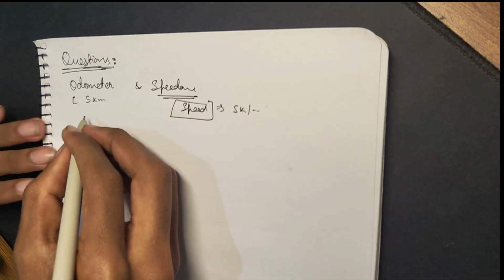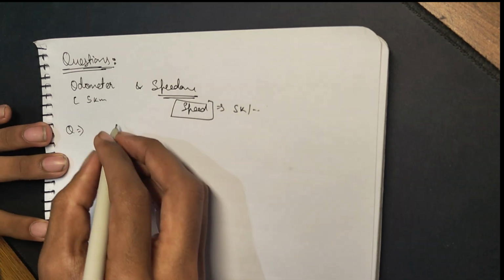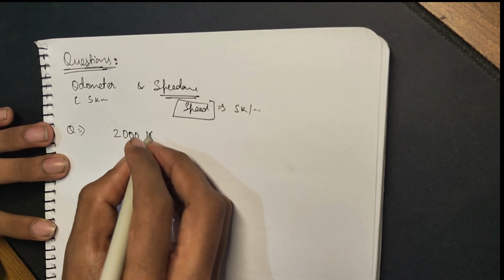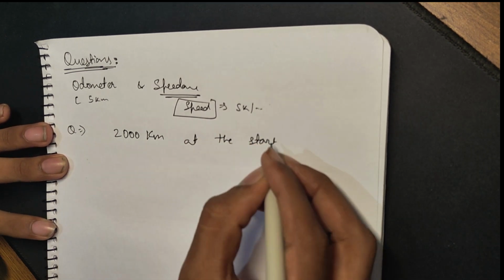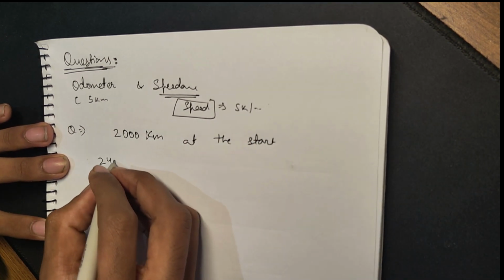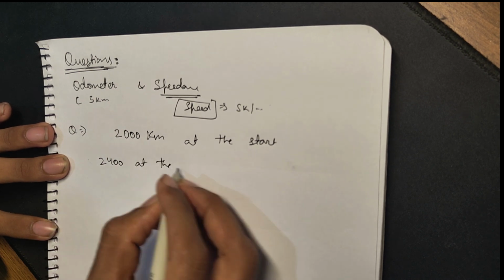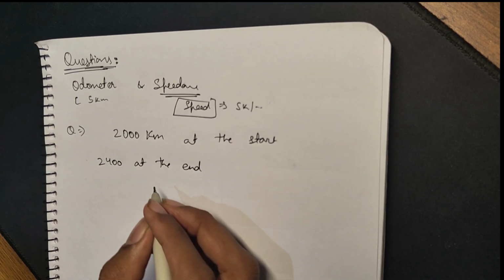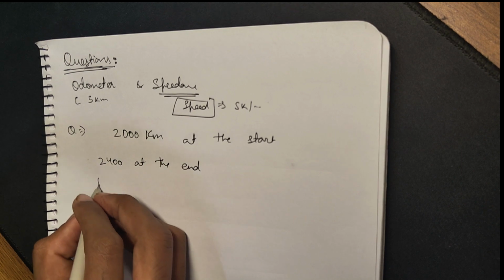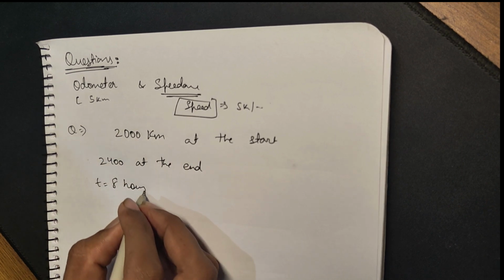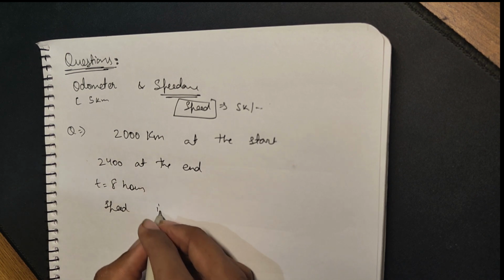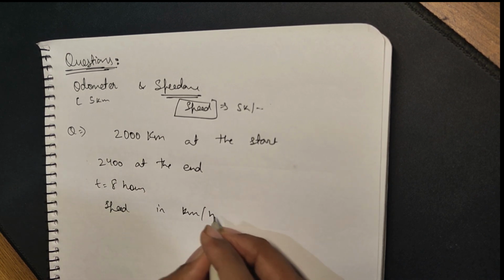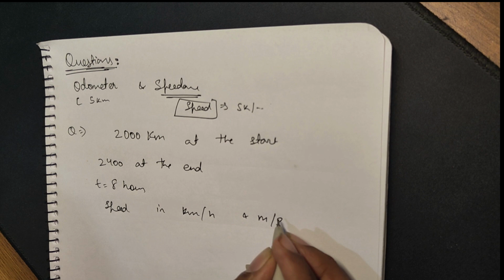Okay. Now, an odometer of a car, NCERT question, reads 2000 kilometers at the start, and 2400 at the end. If the trip took 8 hours, time is equal to 8 hours. What is the average speed of the car in kilometer per hour and meter per second?